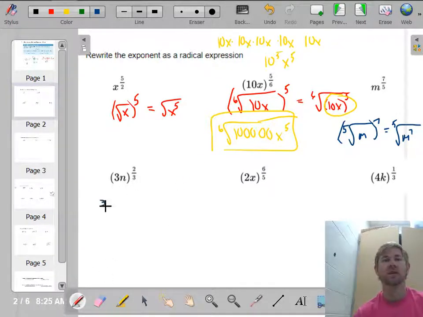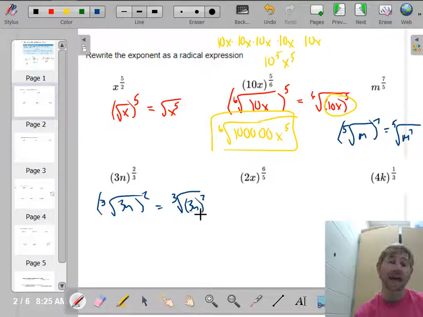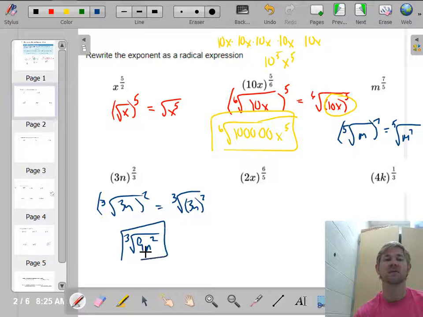This would be the cube root of 3n quantity squared. That can simplify. Remember, this is 3n times 3n, so this would be the cube root of 3 times 3 is 9, and n times n is n squared. The cube root of 9n squared.